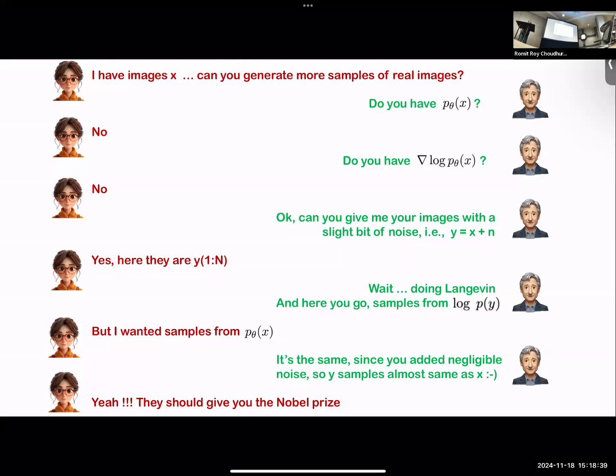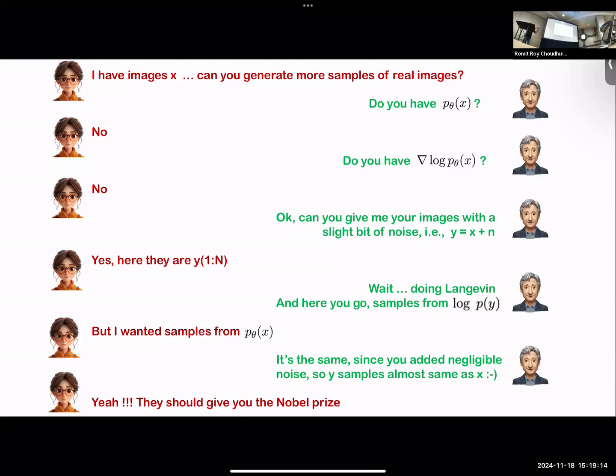If I have grad log Py and I do Langevin dynamics, then I can get samples from what distribution? If I have grad log Py, and I do Langevin from Py, I get samples from Py. If I have samples from Py, and if this noise I make small, then I have samples from Px. You see that?